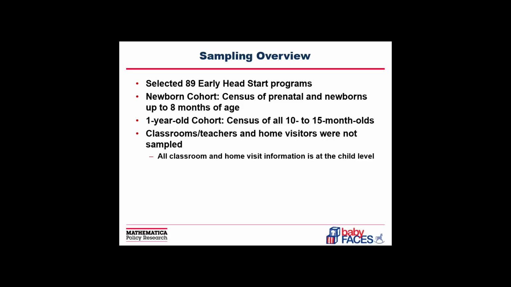We used a clustered, stratified sample design. And as I mentioned earlier, within the 89 programs, we selected all children whose date of birth or due date fell within the study-defined windows. This resulted in 976 children who entered the study at the initial wave in 2009. We followed these children over time until they became ineligible for the study, which essentially means they left the program.